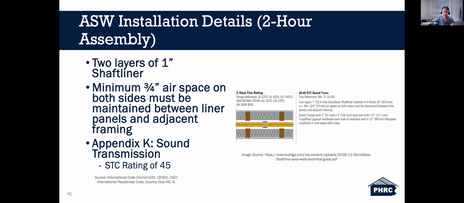But a couple things here: this assembly has 2 layers of 1-inch shaft liner, and it calls out for a minimum 3/4 inch airspace on both sides, which must be maintained between the liner panels and the adjacent framing, right? The reason for that is this technique is designed so that if one unit was to catch fire, there are clips that hold the separation wall to the framing. Those clips are, I believe, aluminum, so they allow it to melt and fall away without impacting the structure that's not under the risk of fire.